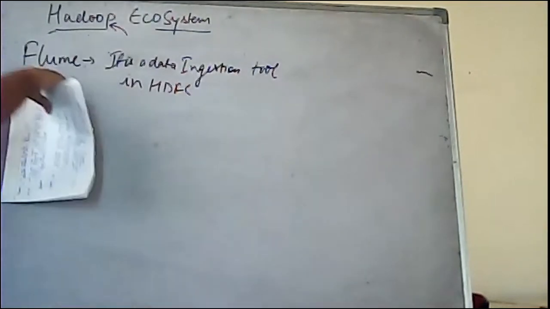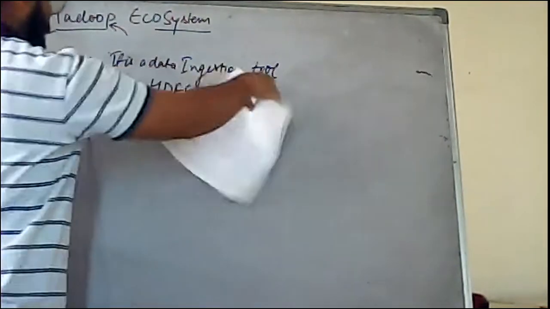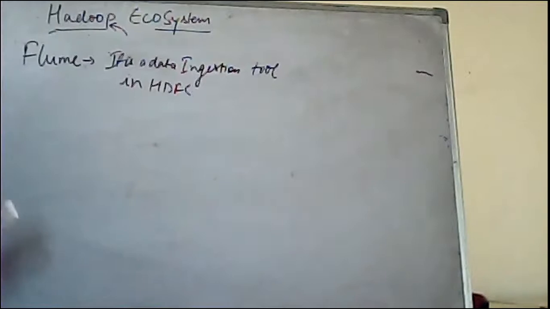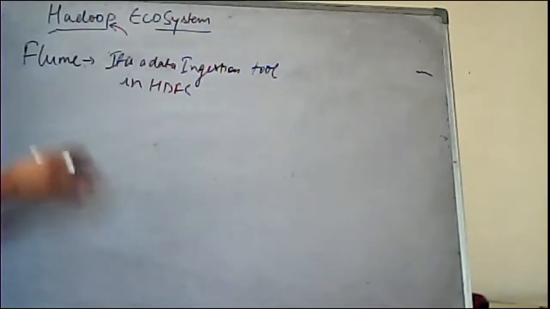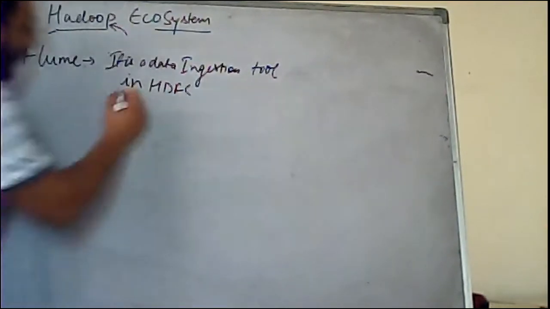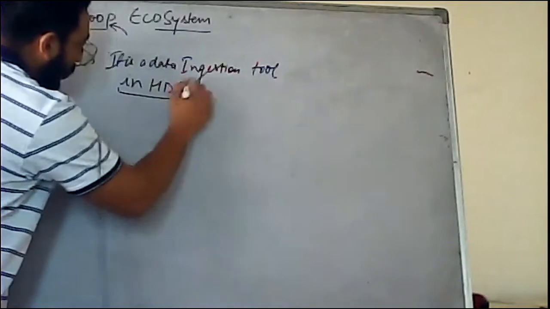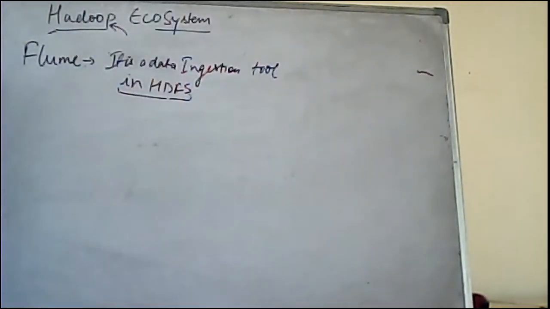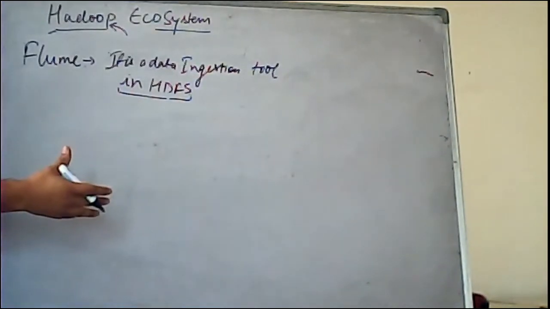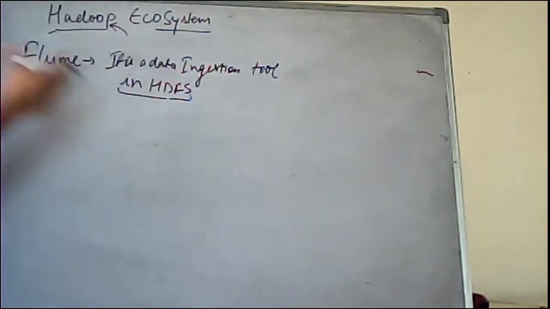Okay, this Flume, it is a data ingestion tool. Data is ingested in any type and form: structured, unstructured, semi-structured or quasi-structured. It will be ingested into your storage, and that storage is your Hadoop distributed file system. And from this distributed file system, the data will be analyzed. Analyzed by which tool?